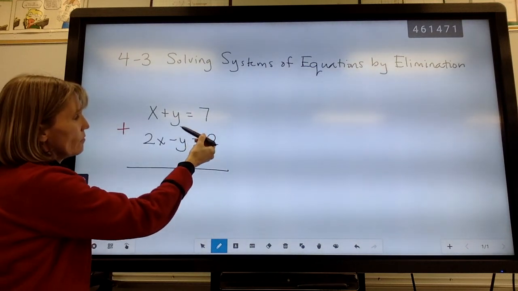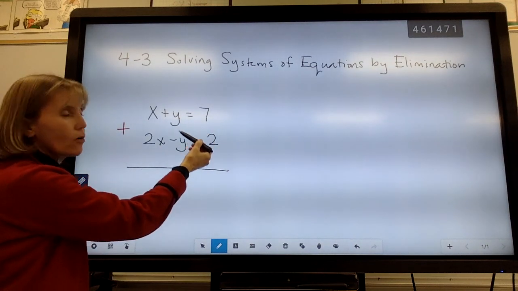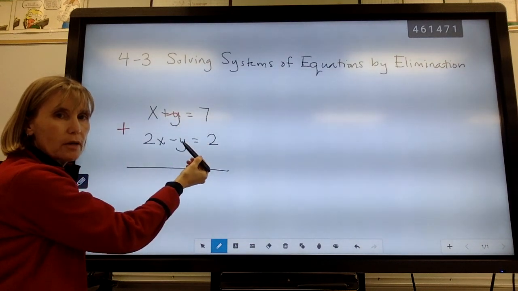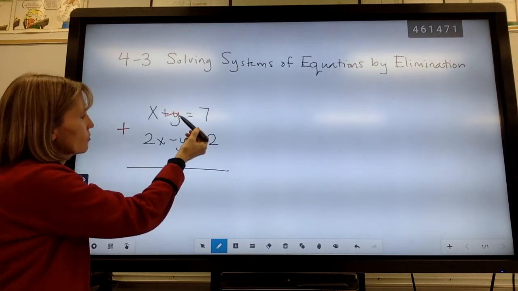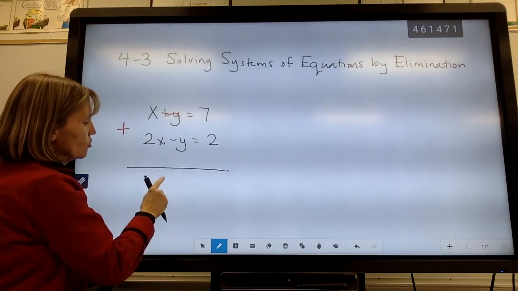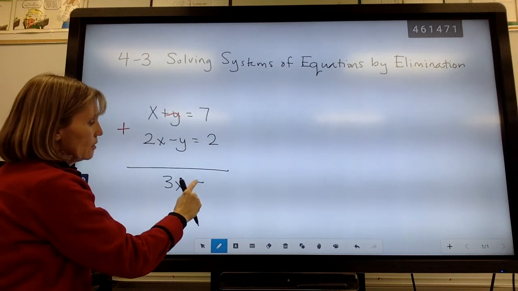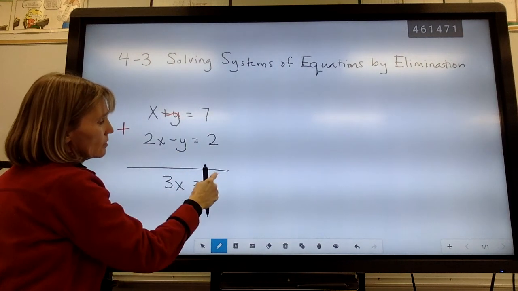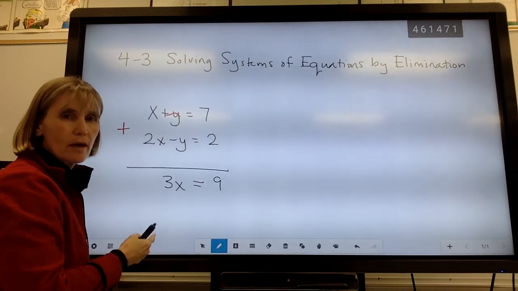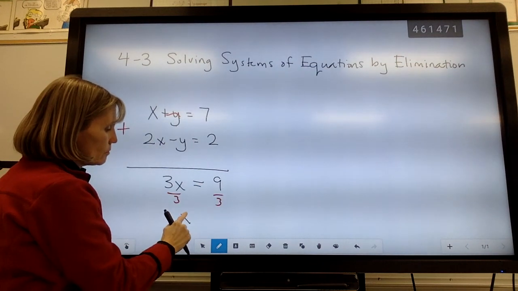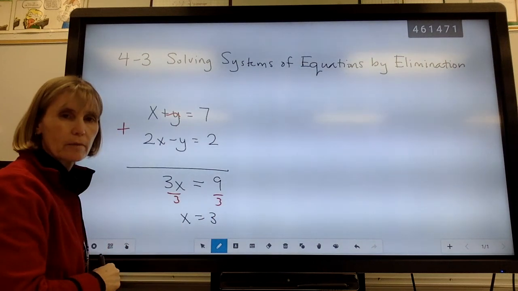If you'll notice, I have coefficients here that are opposites of each other. Y has a coefficient of positive 1 up here, and a coefficient of negative 1 down here. So when I add those together, they're going to drop out. X plus 2x will be 3x equals, the y's will eliminate or drop out, and I add the constants together and I get 9. And that's something I can solve. I can divide by 3. X is going to be equal to 3.